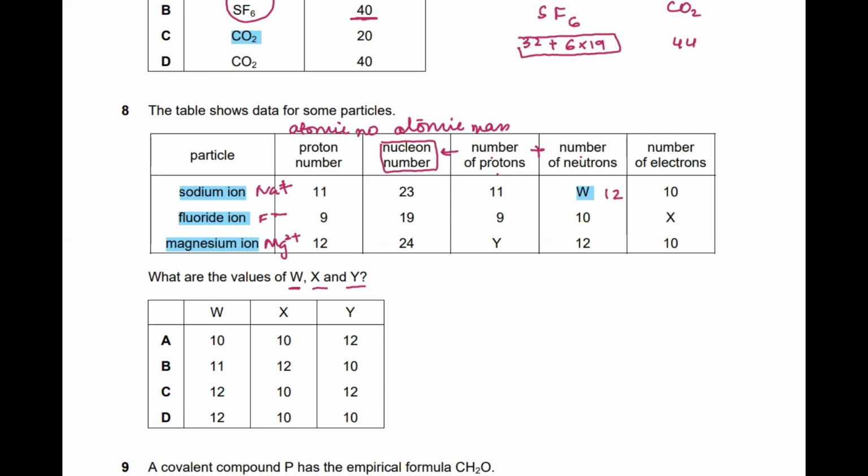Next is X. X is for fluoride, and you need to find the number of electrons. It has one electron more than the number of protons. The number of protons is 9, so the number of electrons will be 10 because it has acquired one electron. Now we need to find Y. Y is basically the number of protons. The proton number or the number of protons means the same thing. That's 12. So on the basis of this, W is 12, X is 10, and Y is 12. So our correct option is C.